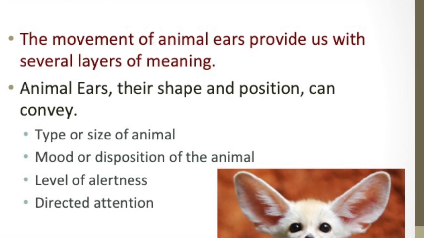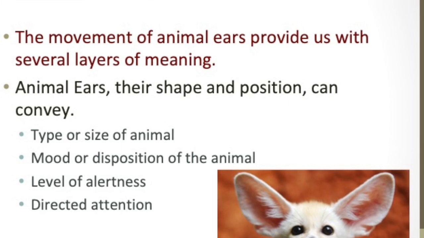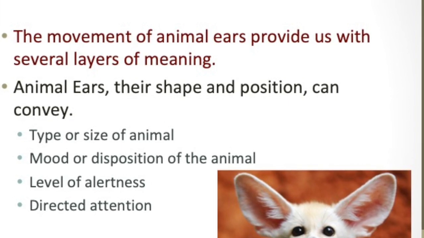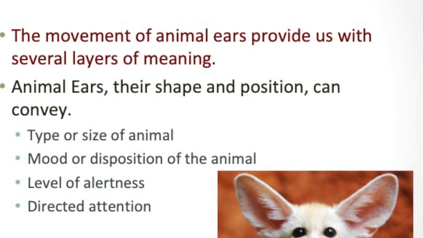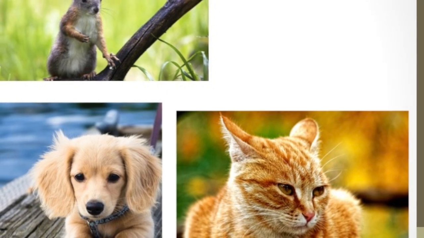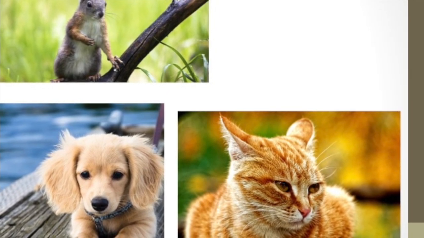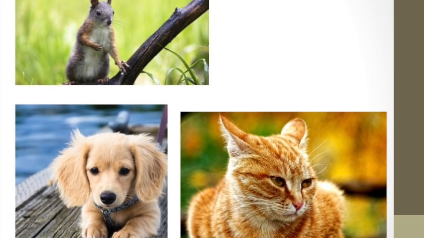Make sure to watch the video from ASL That, which goes into more depth about how animal ears are used in ASL. The link is provided at the end of this lecture. Each of these animals has very different ears. How would you describe them using descriptive body part classifiers?